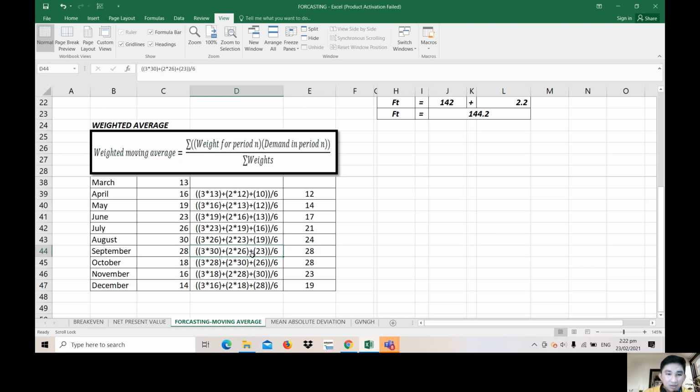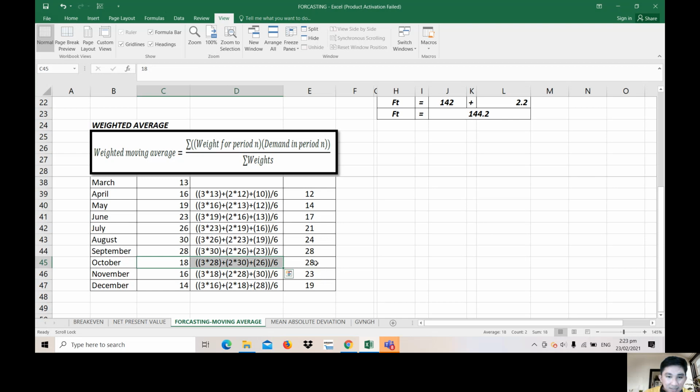On September, do the same process again. Just find the first 3 months before the month of forecast: 30 times 3, 26 times 2, 23 times 1. That's 24. At 28, 28. Okay? On the month of October, first 3 months, July, August, September, same process: 28 times 3, 2 times 30, 26 times 1. Okay, so we have 28 units.